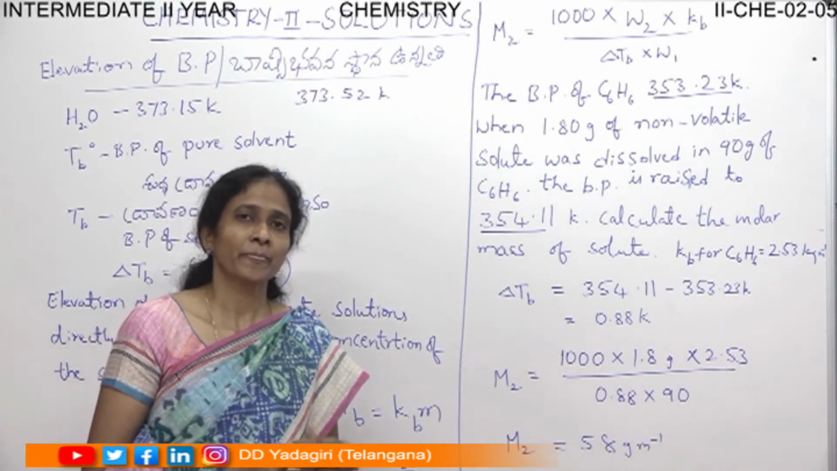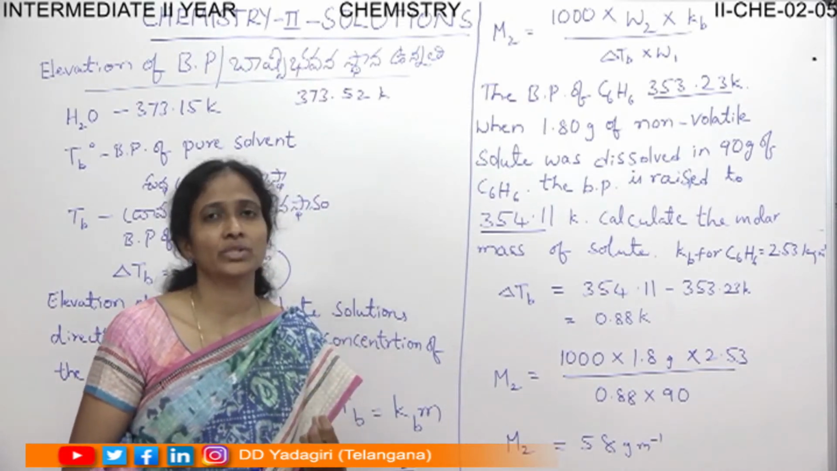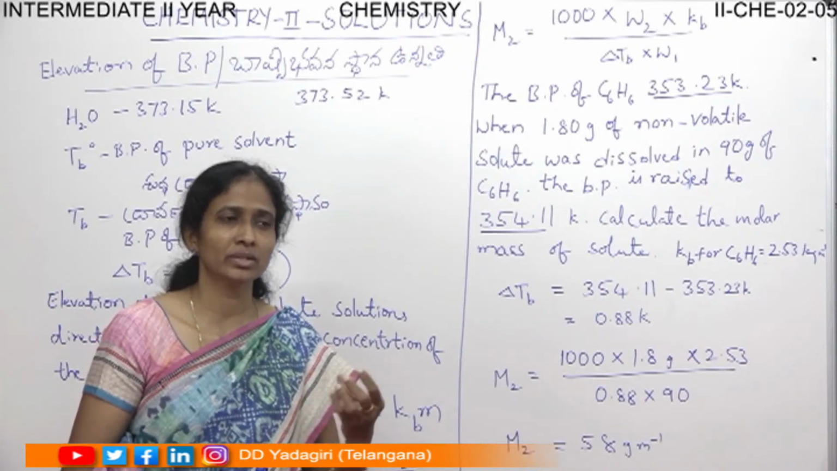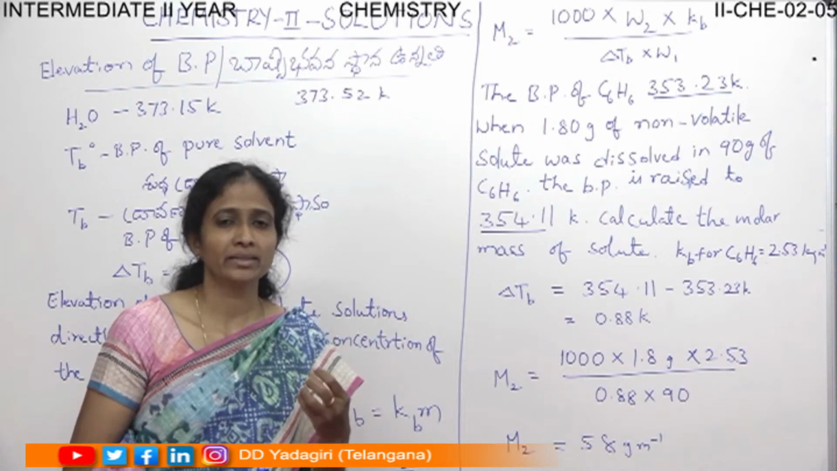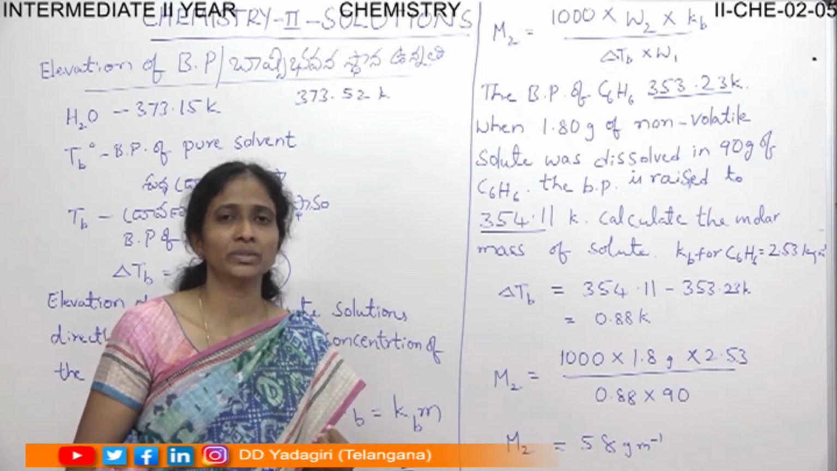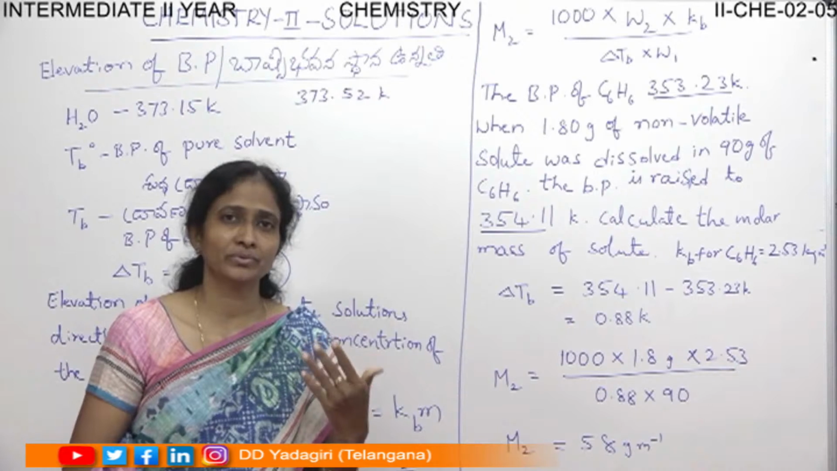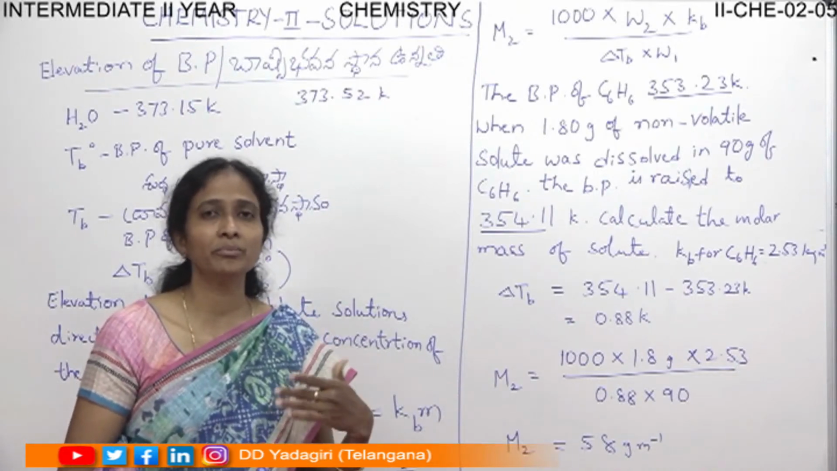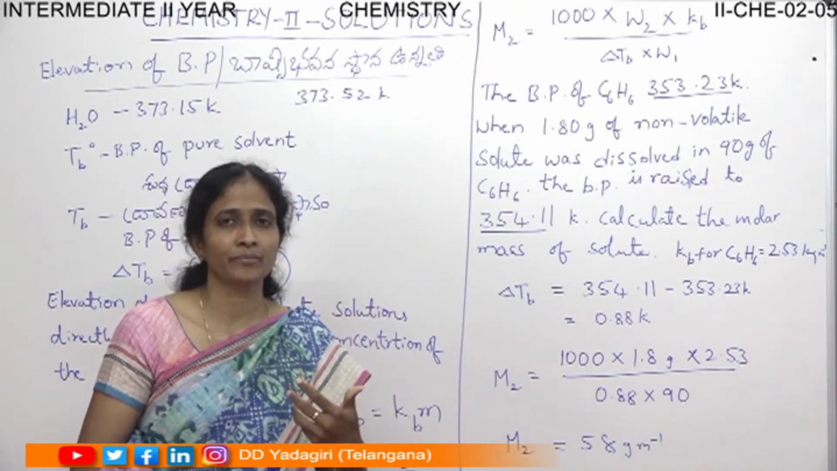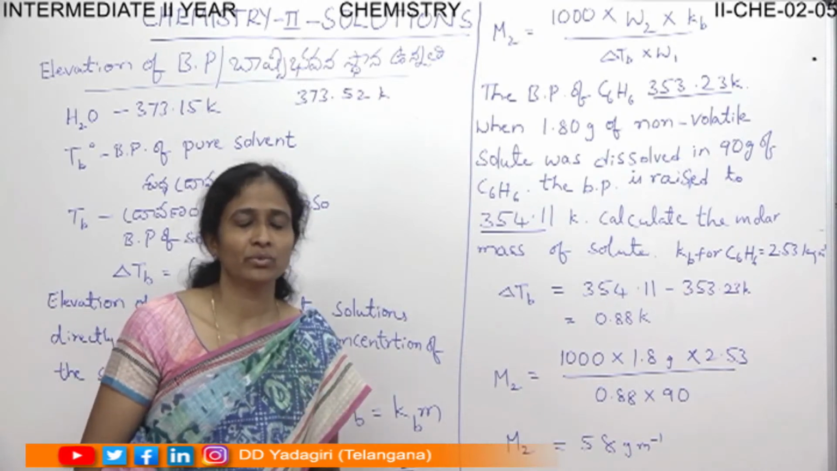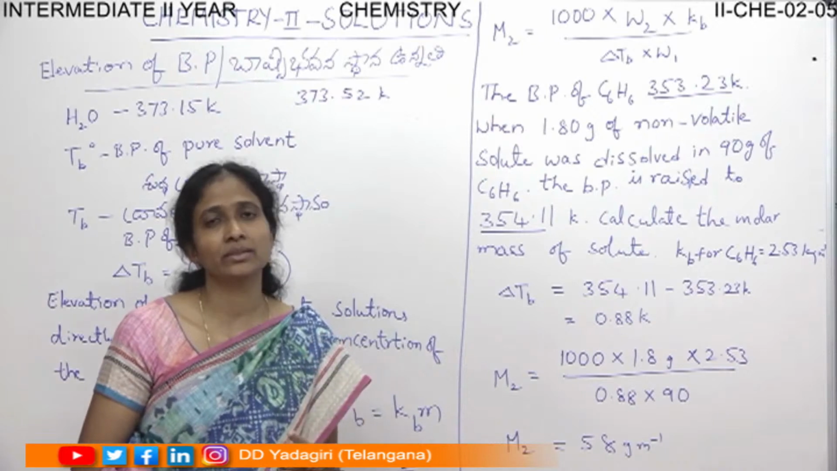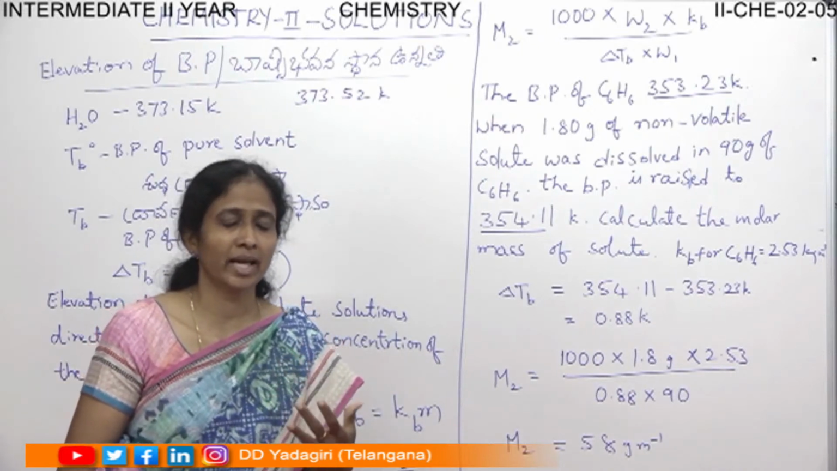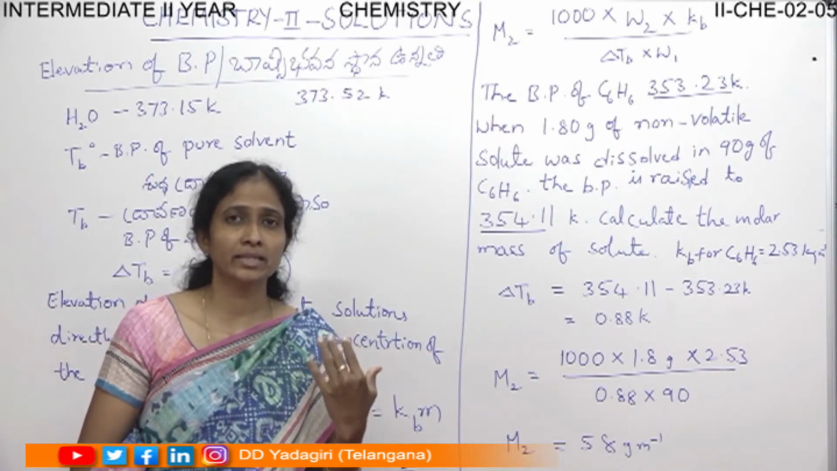That means to a solvent, one solute is added. By adding that solute, the boiling point of the solution will increase. For example, in water, if we add some sucrose or sugar, then what is happening? The boiling point is increasing.